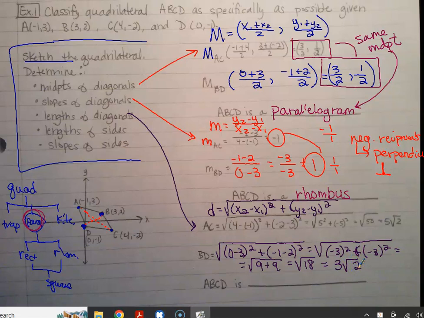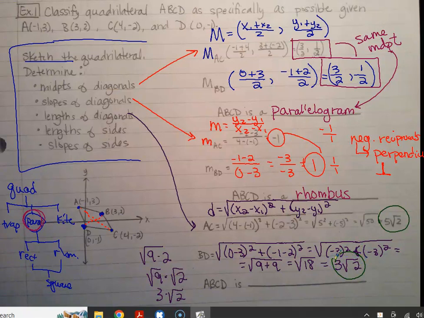Does that make sense? Because if we broke this into 9 times 2, that's the same thing as the square root of 9 times the square root of 2. The square root of 9 we know is 3. So following that logic, now we have the length of AC is 5 times the square root of 2, and the length of BD is 3 times the square root of 2.